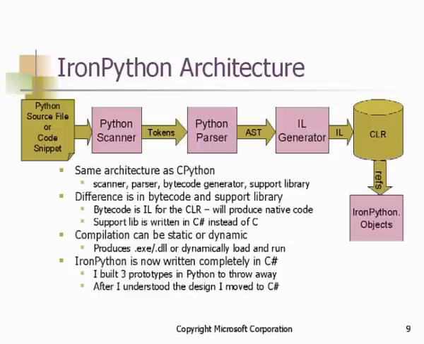So it's a totally normal compiler: tokenizer, generates an abstract syntax tree. The difference is, of course, it generates IL, which is this common bytecode format, rather than Python bytecode. And it also has a support library that's not built in C, it's built in C#. It's built on top of the languages of the .NET framework.